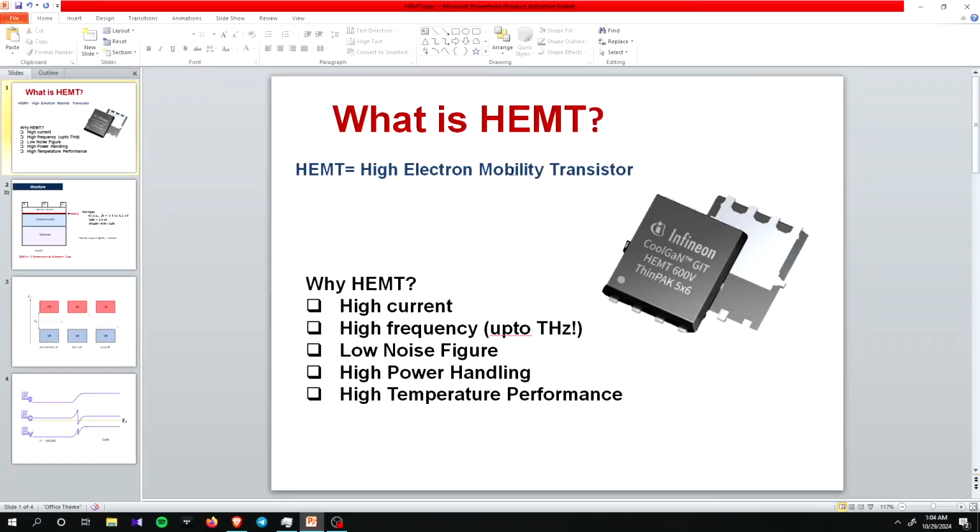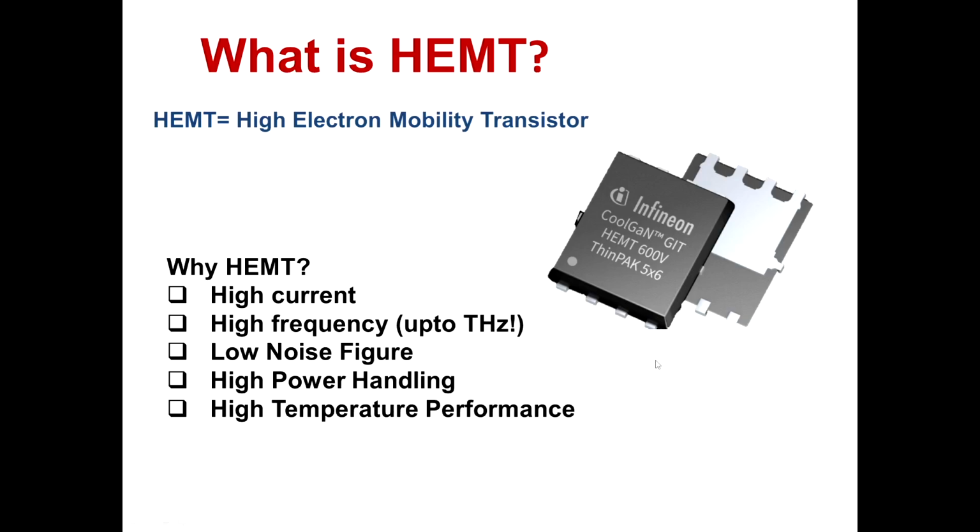Hello everyone. Today I'm going to talk about a type of transistor named HEMT, which is the acronym for High Electron Mobility Transistor. It brings out some good features compared to other transistors like BJT or MOSFETs. The HEMT has high current driving capability and it can function at a very high frequency from some megahertz to terahertz, so it can be used for microwave or radio wave applications.